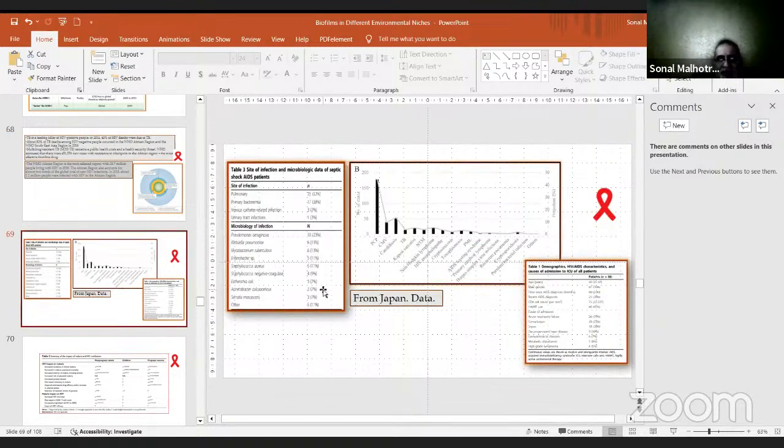Then these are some of these aspects where we are talking of different bacterial infections and how people who are actually having very good control on their HIV status are able to manage that.